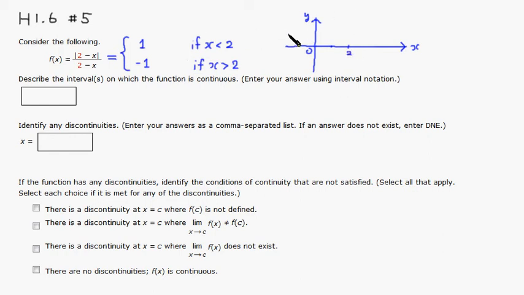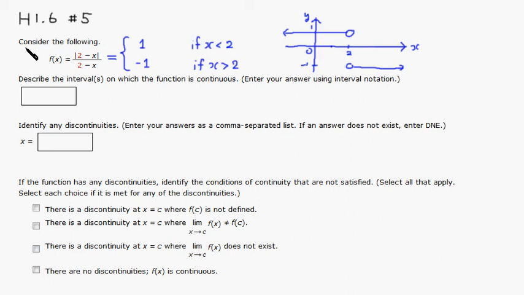Y is 1, so it's going to be a horizontal line all the way up to x equals 2, but not including 2. So it's 1 right here. After that, it's going to be negative 1, so negative 1. So you have a horizontal line starting from 2, not including 2, at negative 1. So this is the graph of f of x.